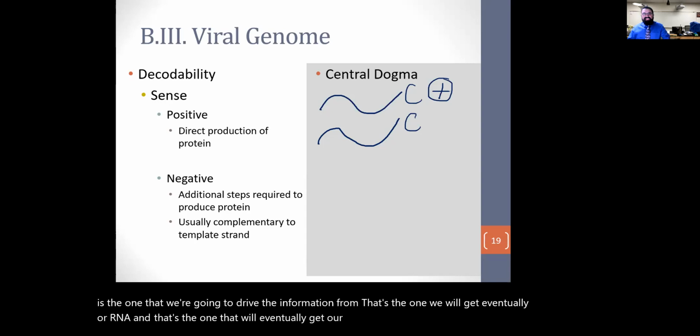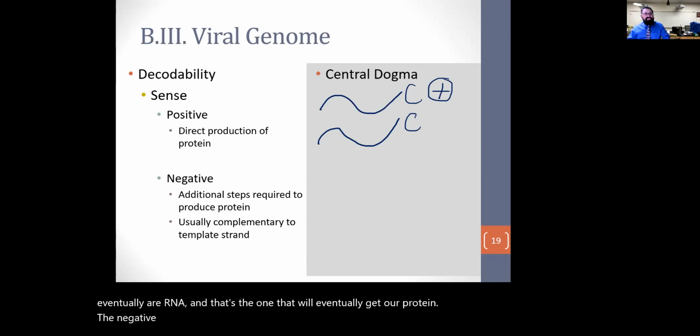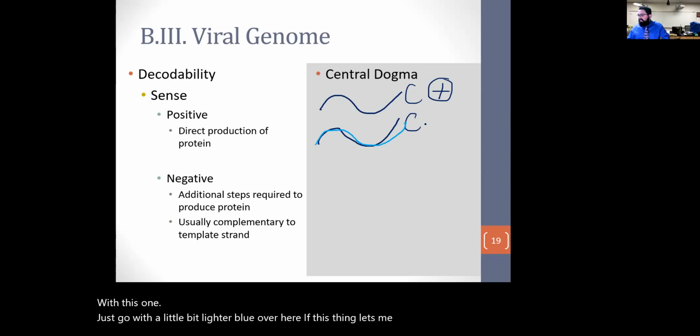The negative sense is typically, not always, but typically the other strand. So I'm going to change color for it. I'm going to go with a little bit lighter blue over here, if this thing lets me. There we go. All right. This one is what we will consider the negative strand.